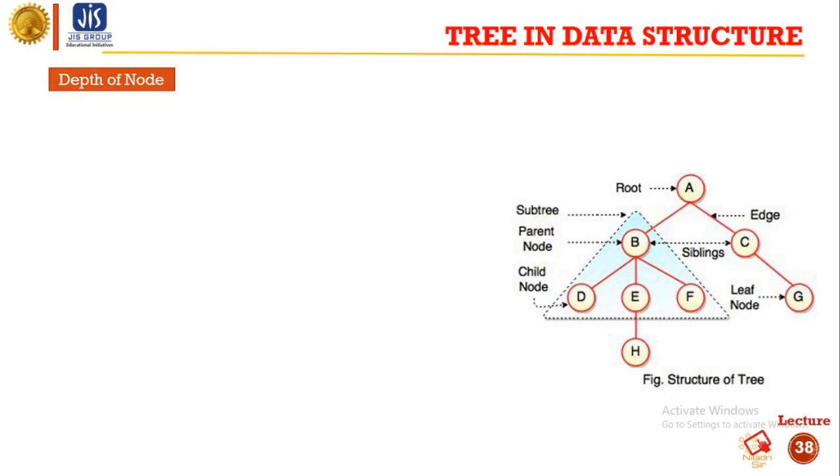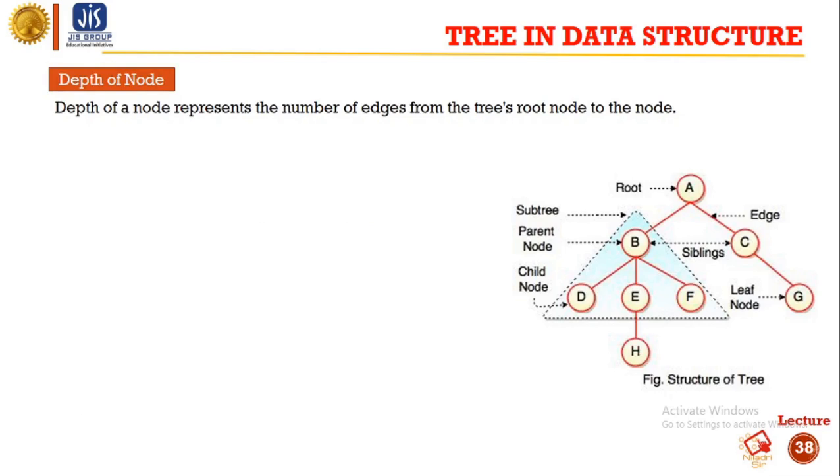Now, what is the depth of a node? The depth of a node represents the number of edges from the tree's root node to that node. Here you can see the depth is 1, 2, and 3, so the depth is 3.